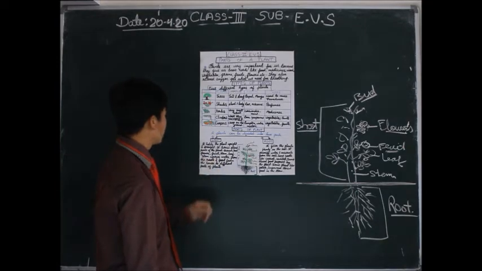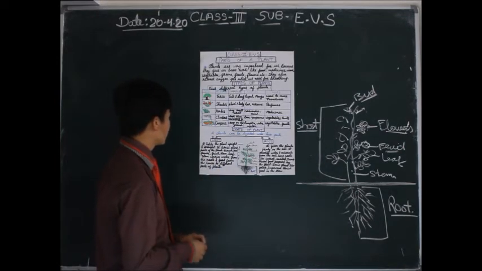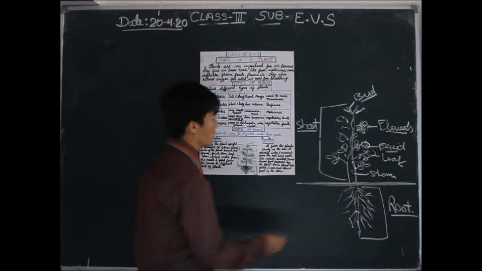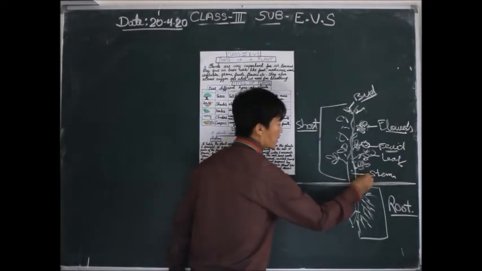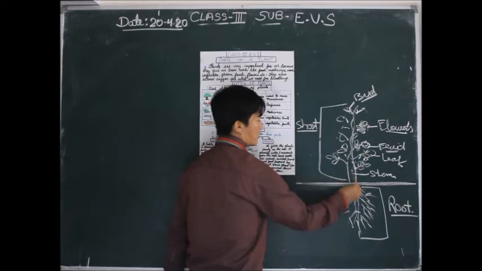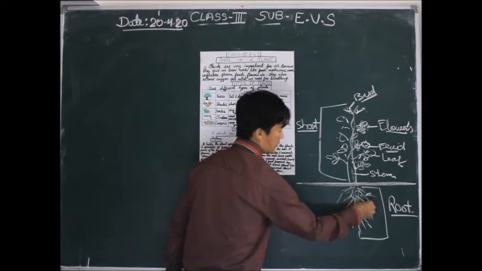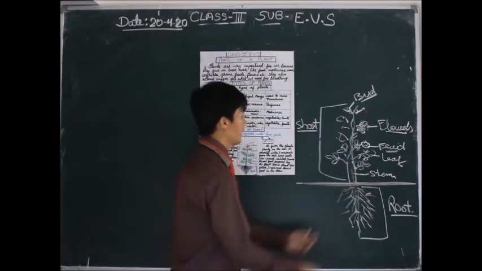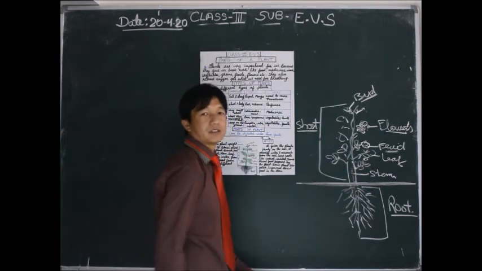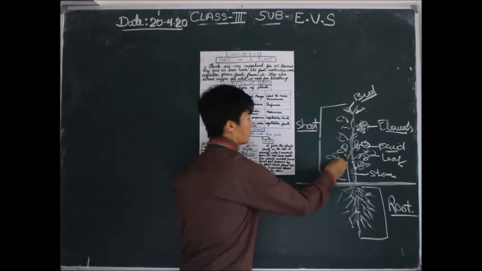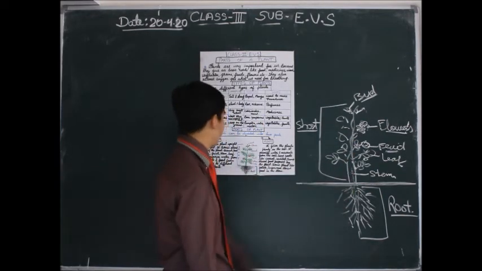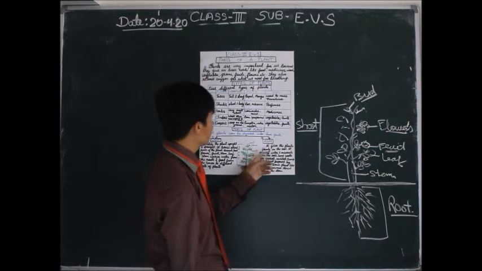Stem carries water from the roots and food from the leaves to different parts of the plant. The main important role of stem is that it carries water from the roots and takes it to the different parts of the plant, leaves, fruits, everything. So that is the important role of stem.